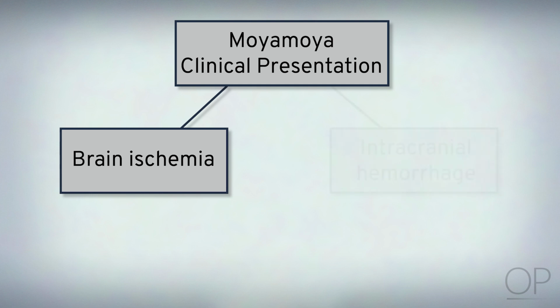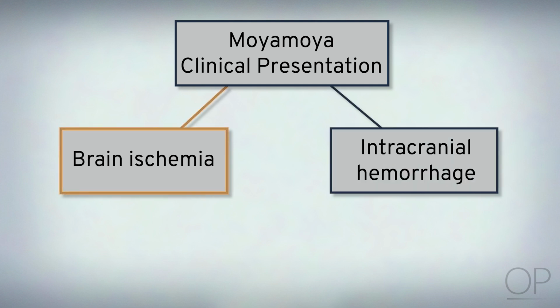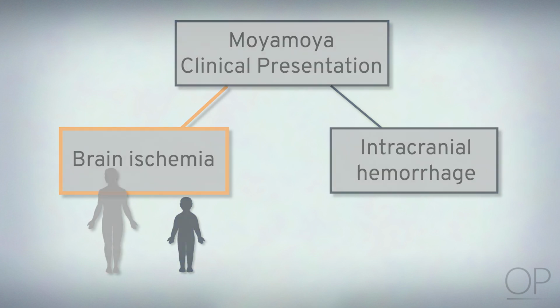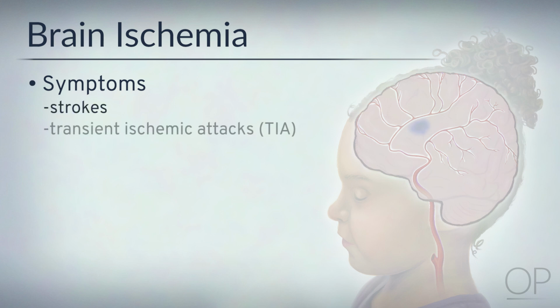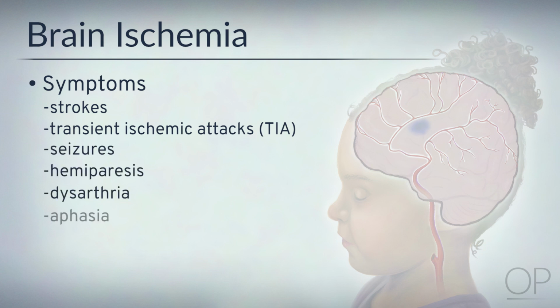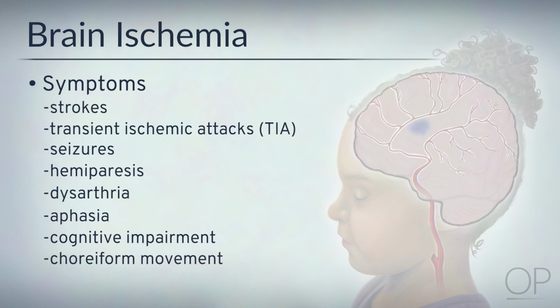The symptoms of Moyamoya can be divided into two etiologic categories, due to brain ischemia and due to hemorrhage of collateral vessels. Ischemic symptoms are typically the presenting symptom for both adults and children. Symptoms are associated with regions of the brain which are receiving inadequate blood supply. The symptoms of brain ischemia, including strokes, transient ischemic attacks and seizures, hemiparesis, dysarthria, aphasia, and cognitive impairment, are common. Children can also rarely present with choreiform movements due to dilated collaterals in the basal ganglia.